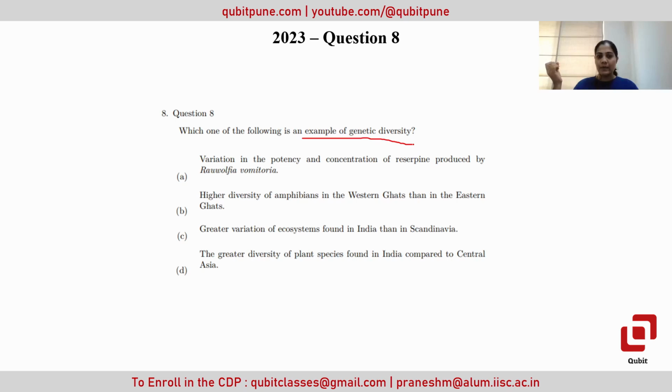Great variations of ecosystems found in India than in Scandinavia. Again, two different geographies that we are referring to. Then the greater diversity of plant species found in India as compared to Central Asia. So here everybody is talking about either species diversity or geographical diversity. Variations in the potency and concentration of reserpine produced by a particular variety is because of genetic diversity, which can cause variation among that particular species. So option A will be the correct one. Next.